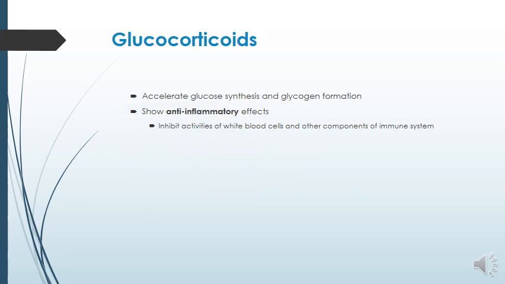The function of the glucocorticoids is to accelerate glucose synthesis and glycogen formation. They show anti-inflammatory effects, and in doing so, they inhibit the activities of white blood cells and other components of the immune system. And therefore, with long-term use and high secretion of glucocorticoids, it can have an effect of suppressing the immune system over time.